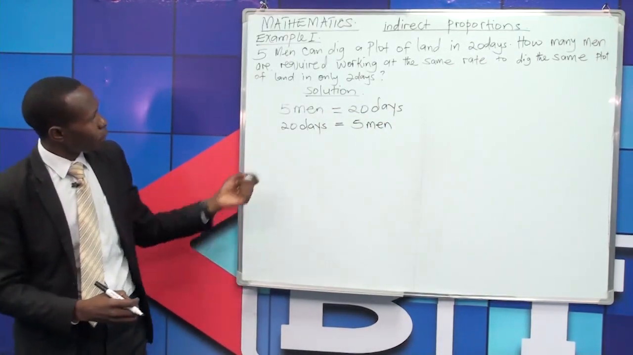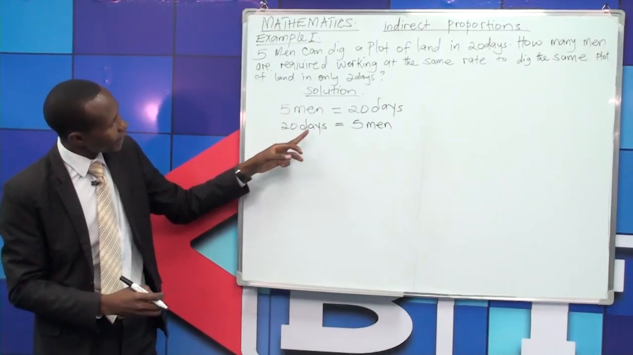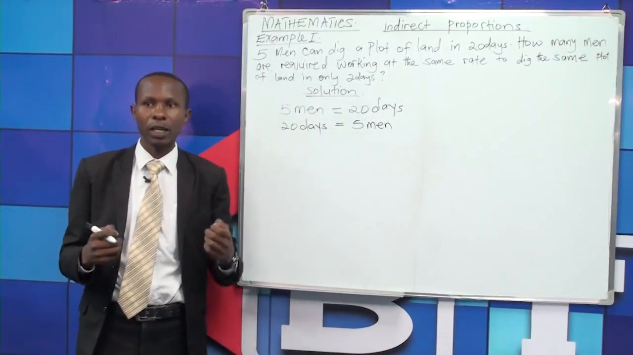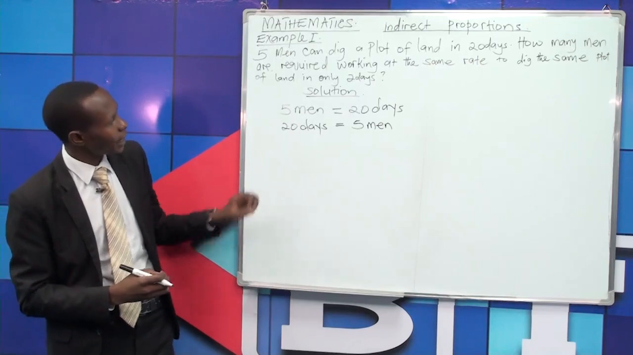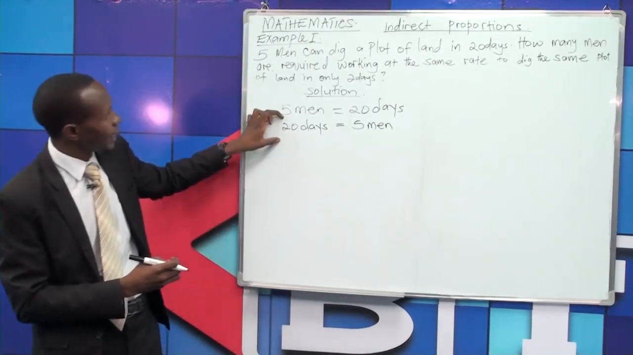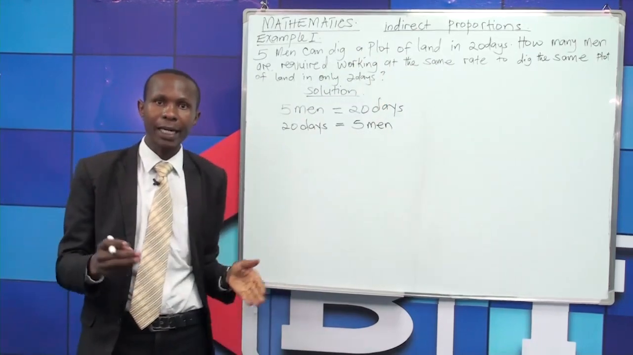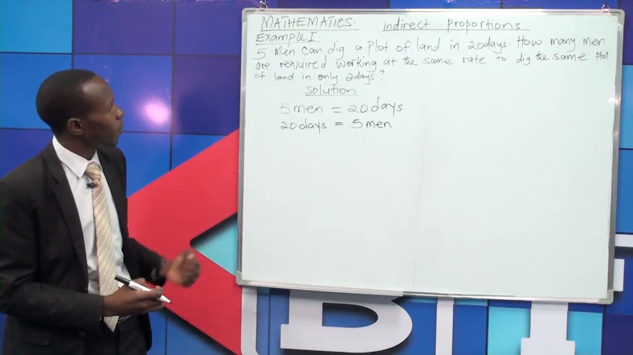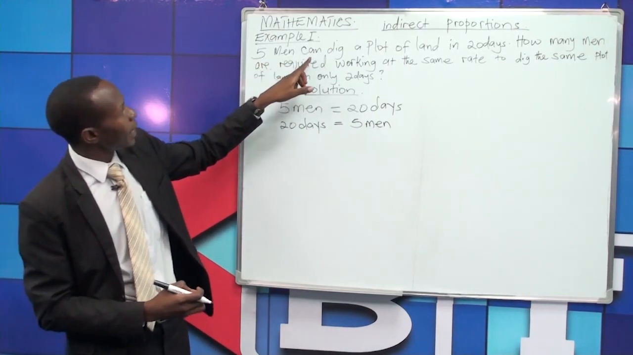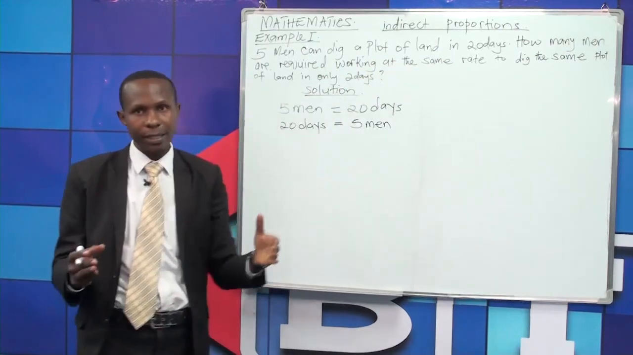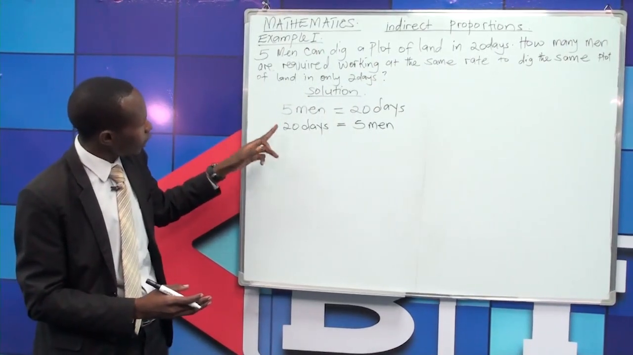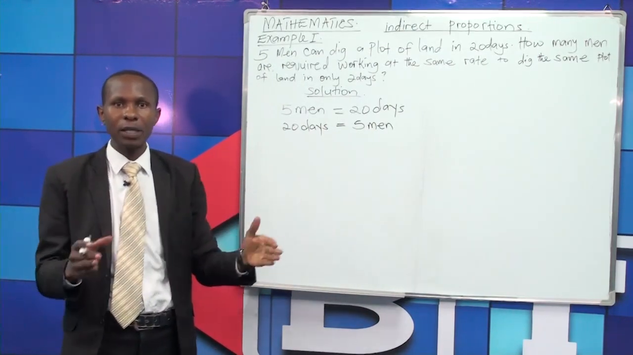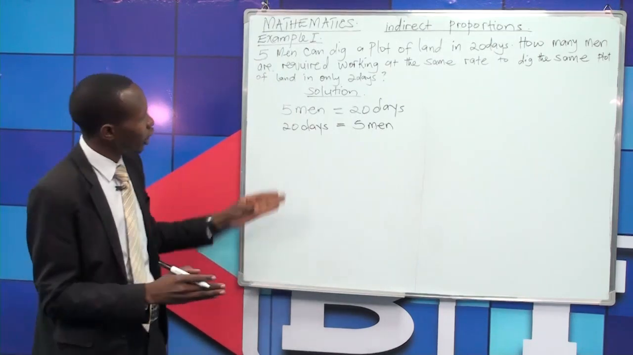Then when we come to the second statement, 20 days are used when five men are cultivating that plot of land. So what does it mean? It means that for people to take 20 days to cultivate that whole plot of land, it requires five men. But let's go back to our question. What does our question require us to do? The question said five men can dig a plot of land in 20 days, which we have already got here. We have said 20 days will be equivalent to five men. There are five men who will dig that plot of land in 20 days.